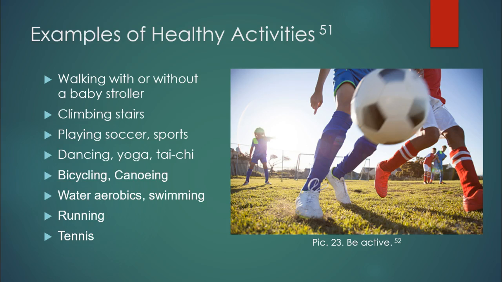Okay, so examples of healthy activities. A healthy activity is movement that lasts for a specific time with a specific intensity. For example, a casual walk is unlikely to provide the level of intensity that you need to improve your health. Moderate activities like dancing, tai chi, bicycling, and sports are going to provide that necessary intensity and duration.